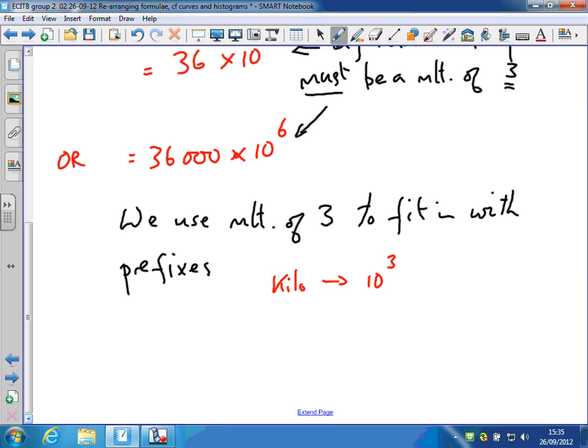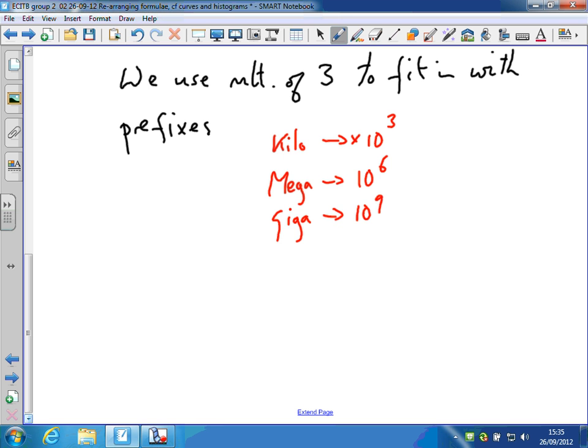1,000 or 10 to the 3, mega, 10 to the 6, and giga, 10 to the 9. In fact, nowadays with computers we're going to the next level, which is tera. So let's put that in now. 10 to the... well, it goes in threes.